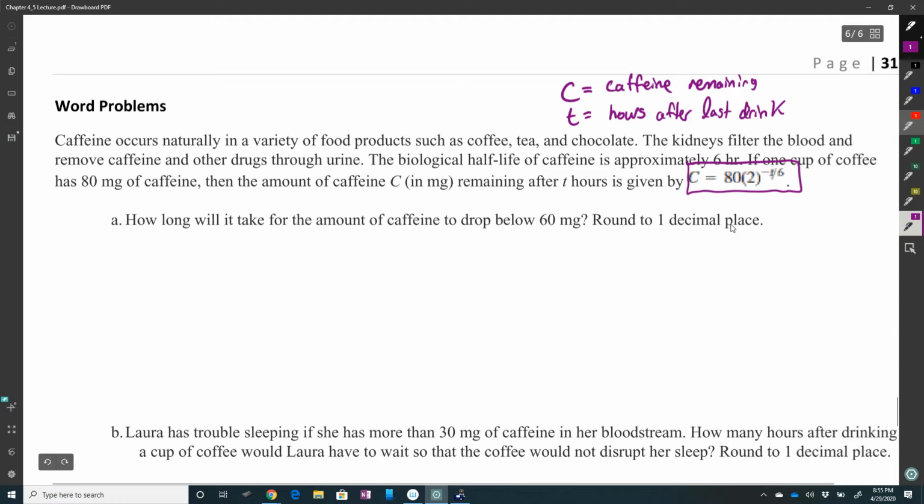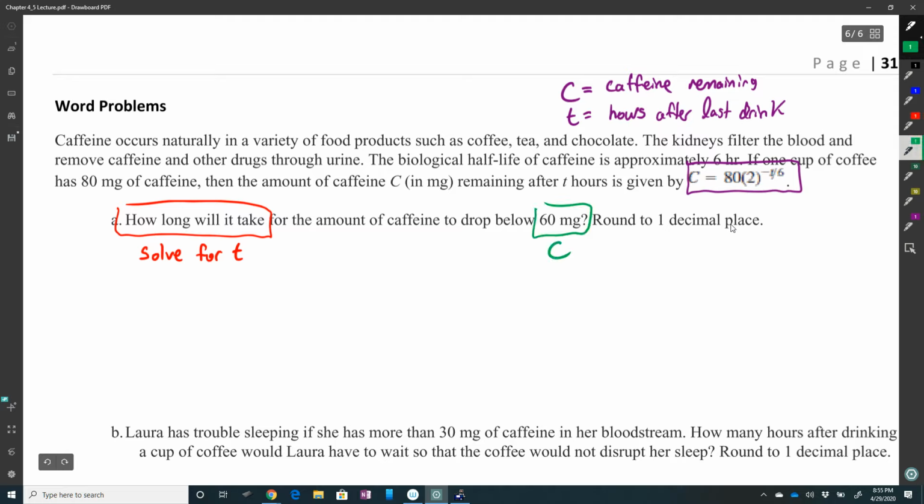So how long will it take? That means we're going to be solving for T. For the amount of caffeine to drop below 60 milligrams. And that's my value for C, round to 1 decimal place. So they're giving me C, and they want me to solve for T. That's it. So I have my equation. I'm looking at it over here. So C is 60 is equal to 80, parentheses 2, raised to the negative T over 6.